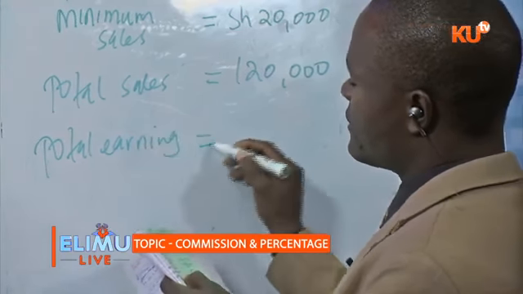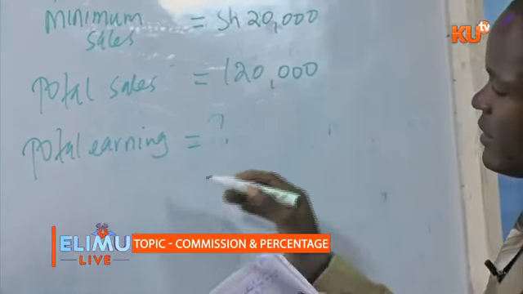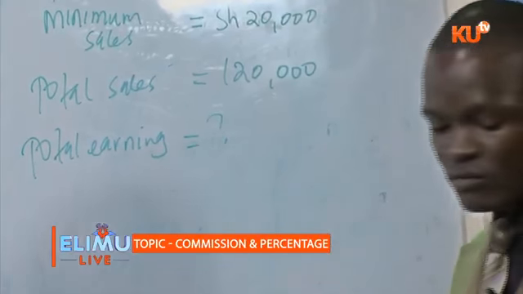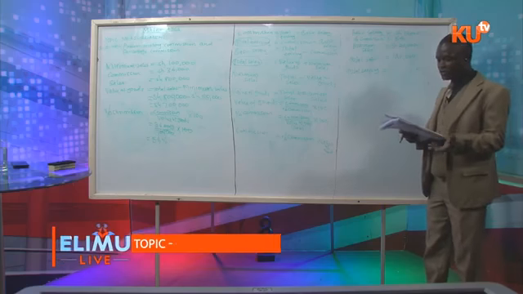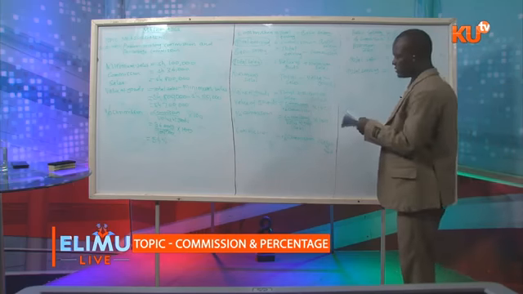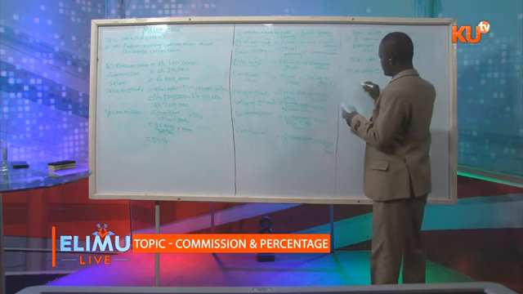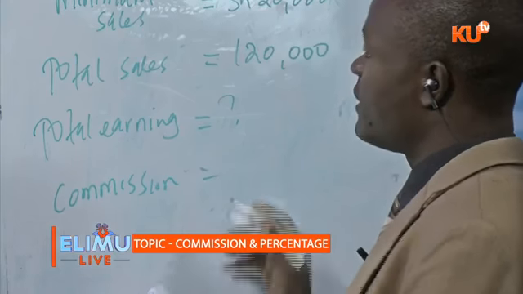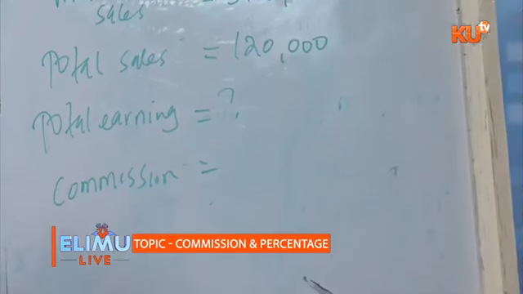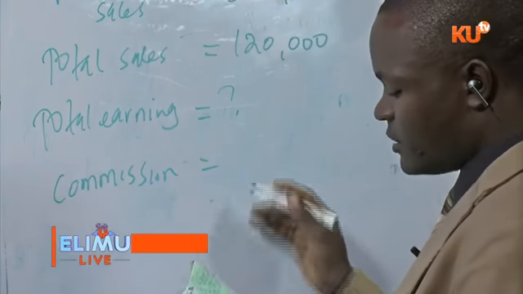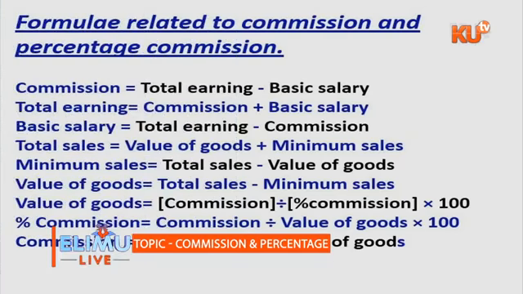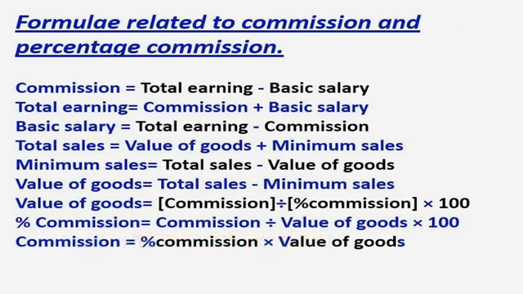How do we get the total earnings? Total earnings is always basic salary plus the commission. So that means that first and foremost we're supposed to find the commission. How do we find commission? We can find commission using the formula, because we have the percentage commission together with the value of goods. Commission is equal to percentage commission times the value of goods. Now how do we find the value of goods?